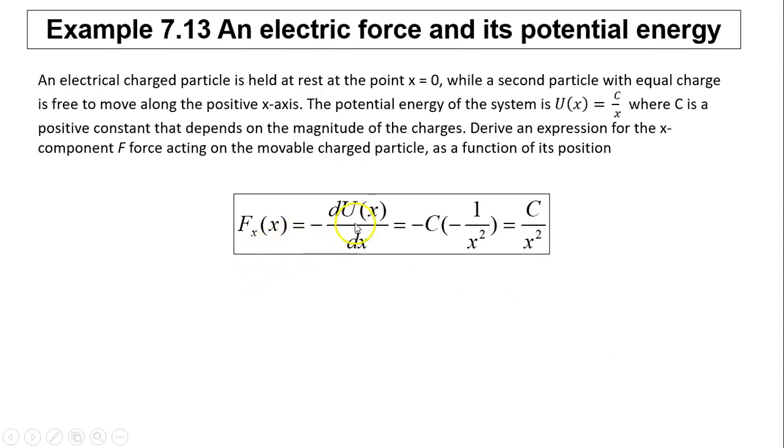So F equals negative dU/dx. What is U? U equals c over x. So c can come out. 1 over x is the same as x to the negative 1, so its derivative is negative x to the negative 2. x to the negative 2 is 1 over x squared. So here the negatives cancel, and we get c over x squared. That is the expression for the force acting on the charged particle.